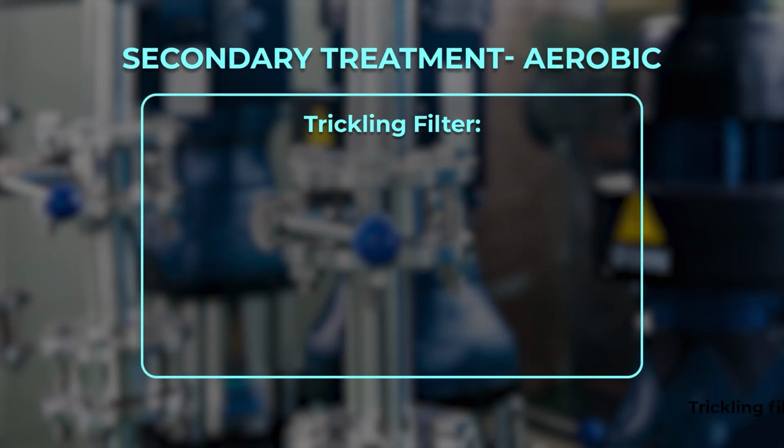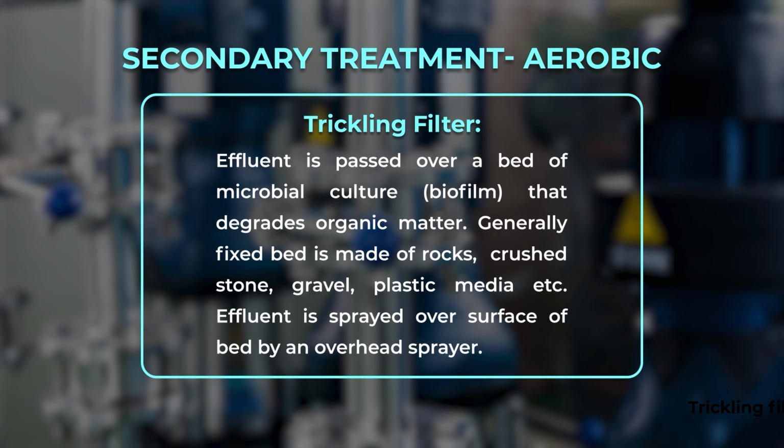So, activated sludge actually has the viable microorganisms that actively decompose the wastes. Next is the trickling filter, which also applies decomposition of the organic waste with the help of microbes. Here effluent is passed over a bed of microbial culture that forms a biofilm that degrades the organic matter, and the fixed bed of this filter is made of rocks, crushed stone, gravel, plastic media, etc. Effluent is sprayed over the surface of the bed by an overhead sprayer, and after reaction with the microbes the wastewater comes to the bottom, and then it is allowed to settle. There will be formation of sludge and the treated wastewater.